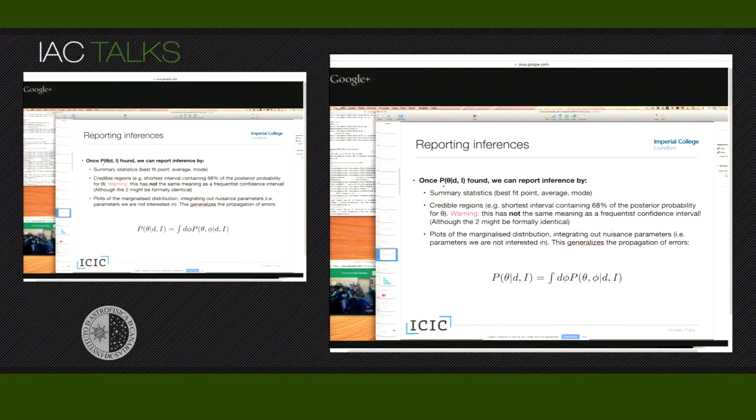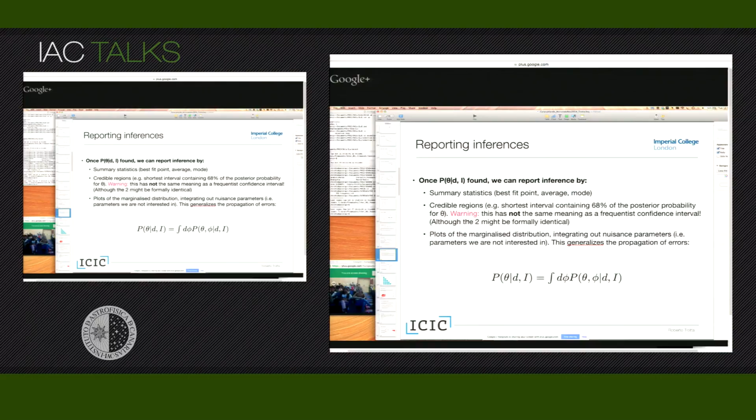And so once you have found the posterior by Markov sample, you can report your inference by standard statistics: average, the mode, best fit point, the standard deviation, etc. You can report credible regions. These are, for example, a 68% credible region will be an interval containing 68% of your samples. And of course, there are an infinite amount of ways of choosing the 68%. And usually what is done, you would report the shortest interval containing 68% of the posterior probability.